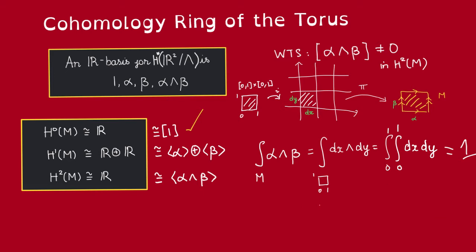Alright, so now we want to complete the proof that these form a real vector space basis for the cohomology ring. Previously, we have shown that 1 forms a basis for cohomology in dimension 0, and alpha wedge beta forms a basis for cohomology in dimension 2. Recall that we proved this by evaluating this integral. This integral is not 0, and thus alpha wedge beta is not exact, i.e. it's not a 0 element in the cohomology group. So then it must generate this whole cohomology as a vector space.